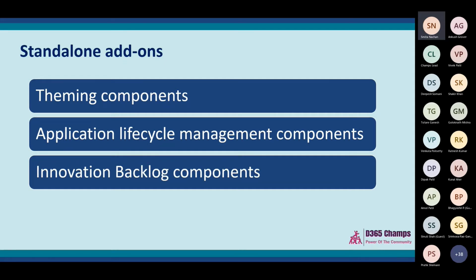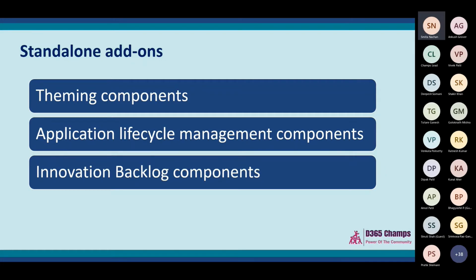The next one is the standalone add-ons. It contains the theming components, application lifecycle management components, and innovation backlog components. The theming components are a frequent ask from organizations, in which makers creating canvas apps want the ability to apply a theme, specifically the ability to create apps that match the organizational brand. The assets in this solution will help you to create, manage, and share themes. The theming component solution contains the assets that are relevant to the makers and the designers.